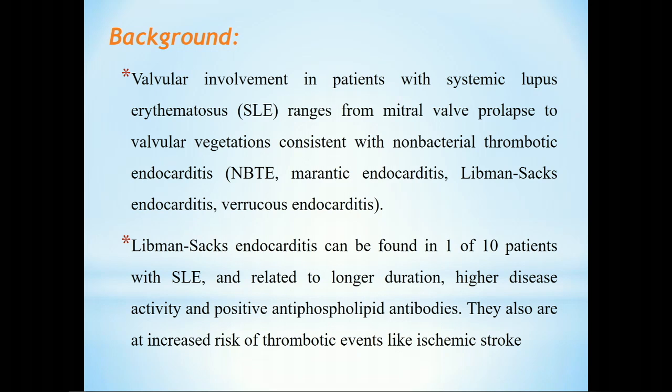When you return to the literature, you can find that valvular involvement in patients with systemic lupus ranges from mitral valve prolapse to valvular vegetation, consistent with non-infective endocarditis. Libman-Sacks endocarditis can be found in 1 of 10 patients with lupus and is related to longer duration, as in our patient, who had lupus for more than 3 years and was not diagnosed, higher disease activity, as also in our patient, and positive antiphospholipid antibodies. All these criteria are present in our patient.